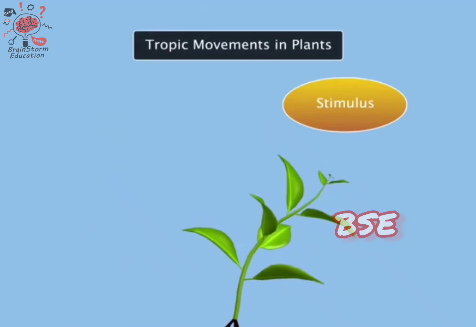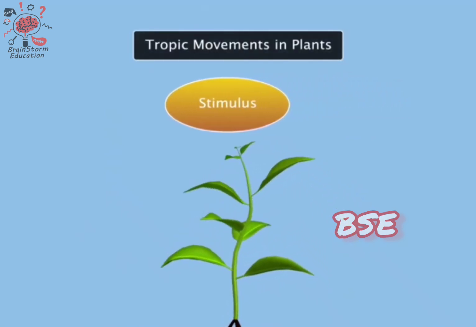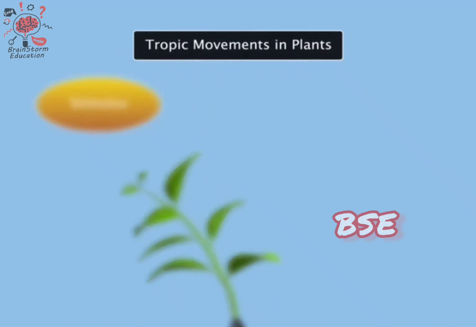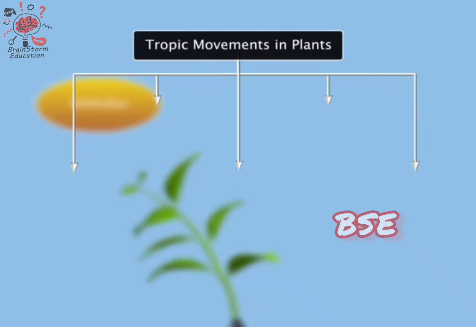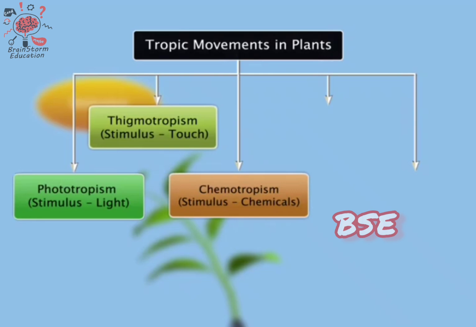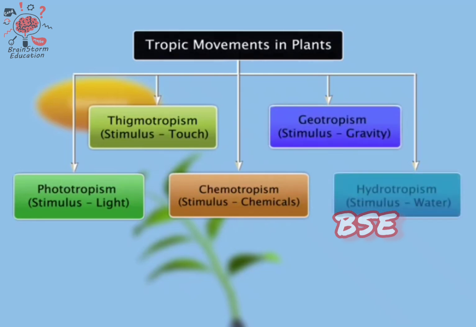Tropic movement is the movement of the plant or any of its parts in the direction of a stimulus. Tropic movements are of different types, depending on the type of stimulus. Phototropism, thigmotropism, chemotropism, geotropism, and hydrotropism are a few examples of tropic movements in plants.